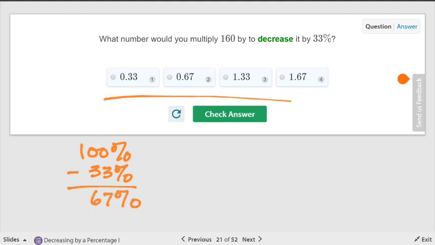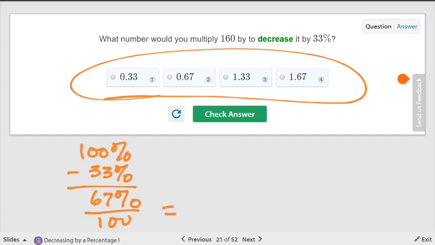67%. Do you see 67% as one of your options? No, you don't. But if you divide it by 100, you see 0.67 is one of your options, right? So you do the same thing. They're just not taking you through the whole question. So does the 160 have anything to do with this question? No. So you have to know the process, because sometimes they'll give you more information than you need.